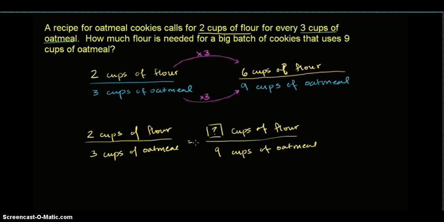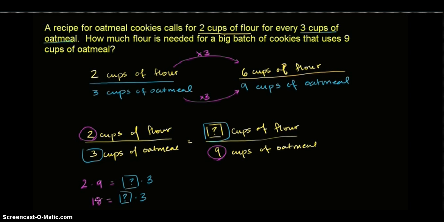So when you use cross-multiplication, you'll say that 2 times 9 must be equal to question mark times 3. Must be equal to whatever is in this question mark, the number of cups of flour, times 3. Or we get 18. 18 is equal to whatever our question mark was, times 3. So the number of cups of flour we need to use times 3 needs to be equal to 18. What times 3 is equal to 18?